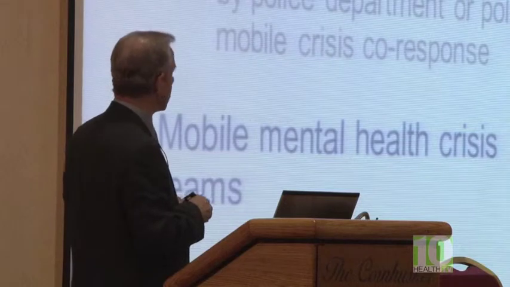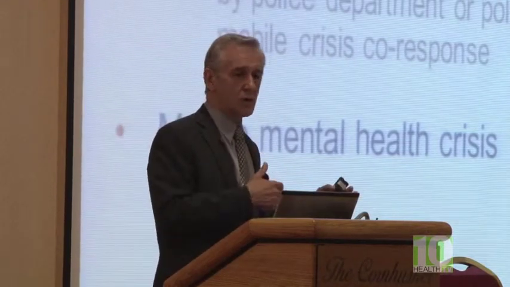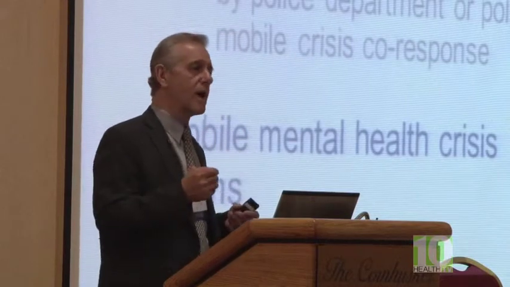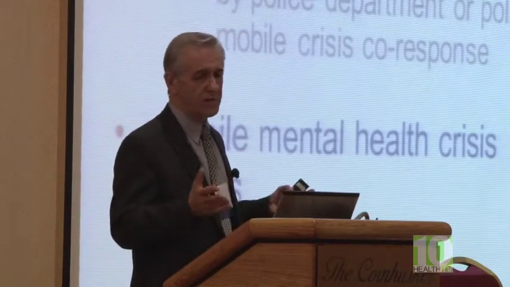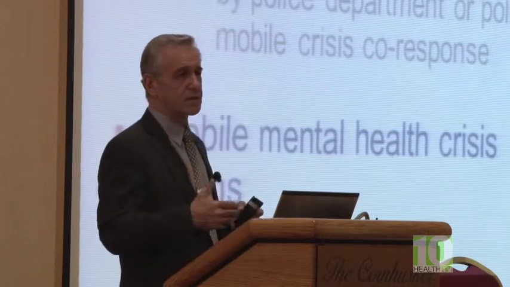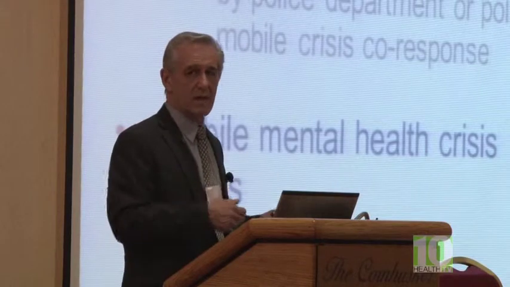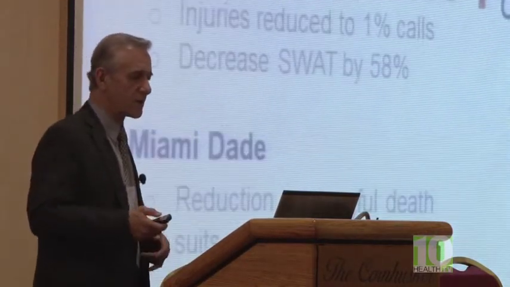Some communities don't have trained police, and so it'll be just mobile crisis that responds. And that's a problem because most mobile crisis teams around the country are underfunded. They're not 24/7 operations, and so there are times when there's a lack of coverage and a lack of response. So that's an issue. But those are basically the three models of law enforcement response.